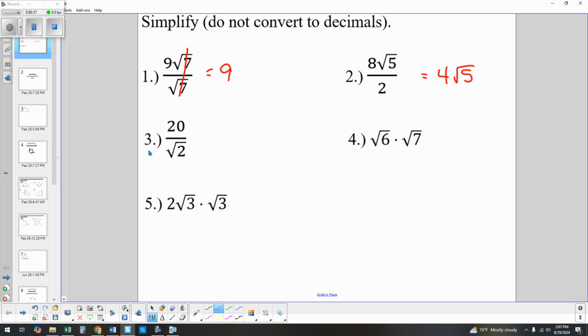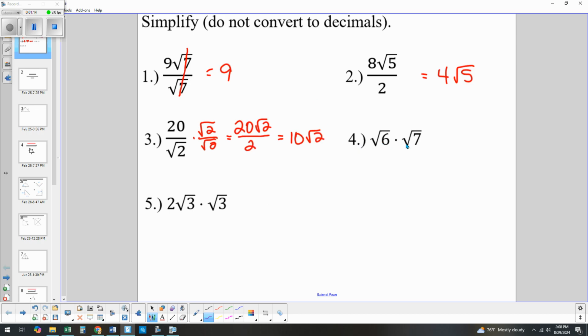For number 3, this is our trickiest one. There's something called rationalizing the denominator. We're not allowed to have a square root in the denominator of a fraction. So the real process is we would multiply both the numerator and denominator by the radical that was on the bottom. So root 2 times root 2 is just 2, and then it would become like number 2 where I reduce. The sneaky shortcut that I use in our class is I take 20 divided by the 2 and it becomes 10 and bring the square root of 2 to the top. So 10 square root of 2.